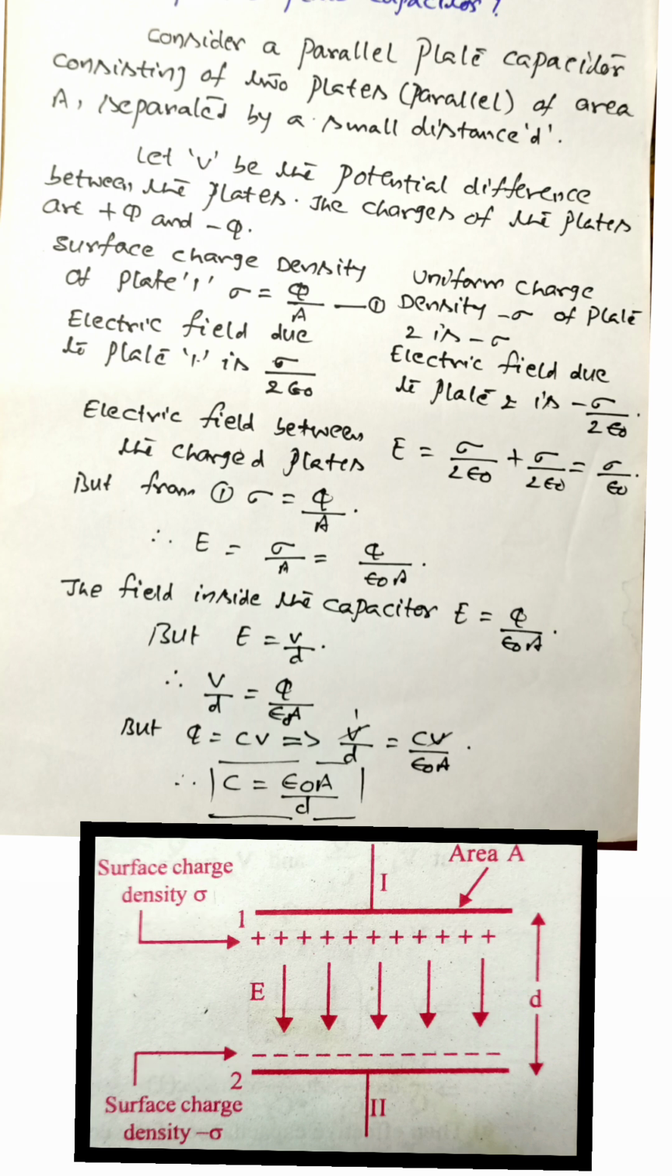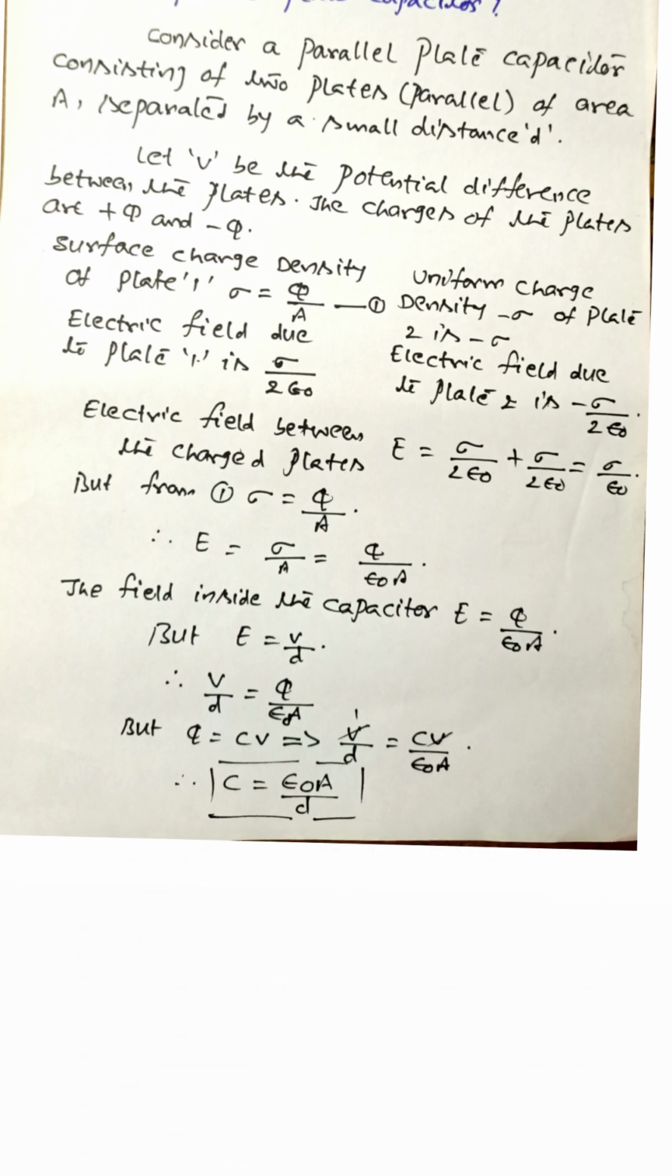Now we have to find out the surface charge density on these two plates. The surface charge density on plate 1 can be written as sigma is equal to charge per unit area, q by A. At the same time, the electric field due to plate 1 is sigma by 2 epsilon 0. Similarly, the electric field due to plate 2 is sigma by 2 epsilon 0. Electric field between these two plates E is equal to sigma by 2 epsilon 0 plus sigma by 2 epsilon 0, which is equal to sigma by epsilon 0.